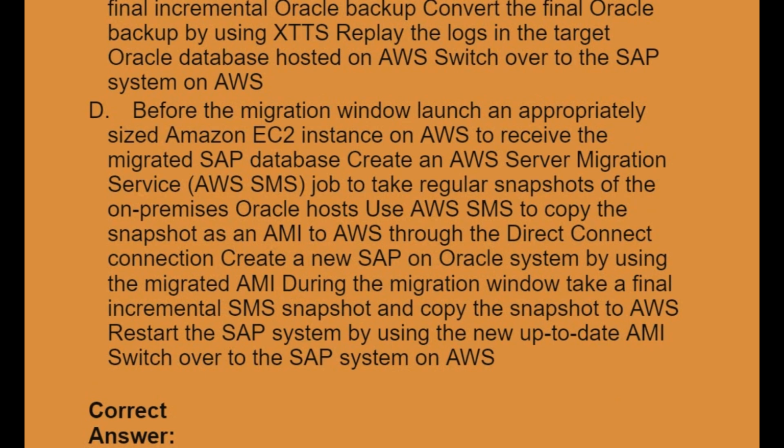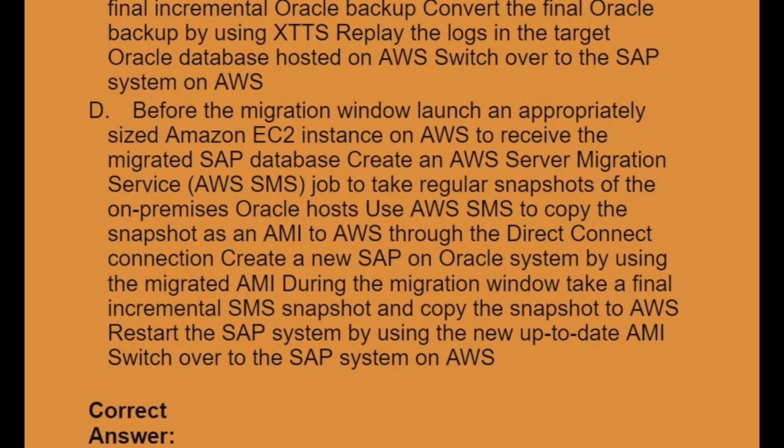Option D. Before the migration window, launch an appropriately sized Amazon EC2 instance on AWS to receive the migrated SAP database. Create an AWS Server Migration Service (AWS SMS) job to take regular snapshots of the on-premises Oracle hosts. Use AWS SMS to copy the snapshot as an AMI to AWS through the Direct Connect connection. Create a new SAP on Oracle system by using the migrated AMI.